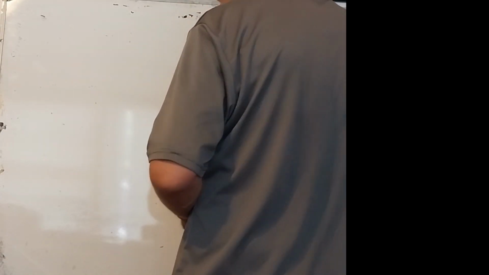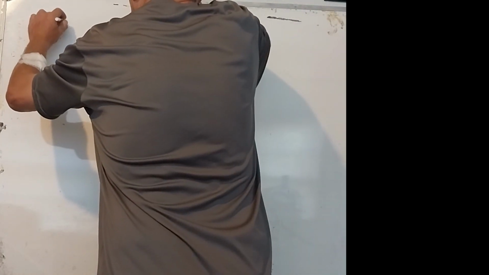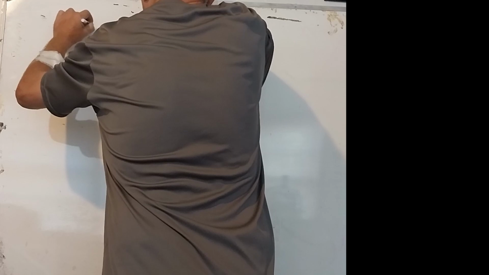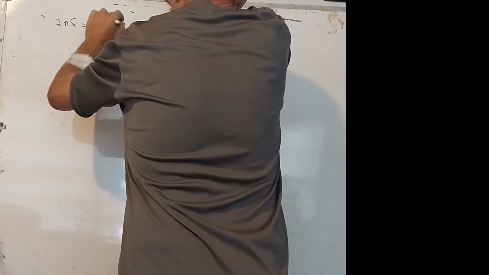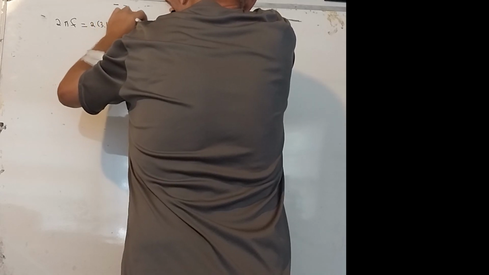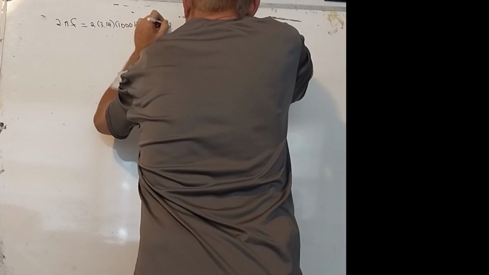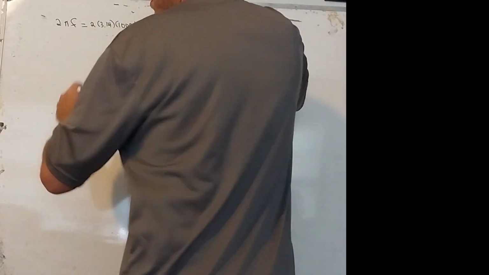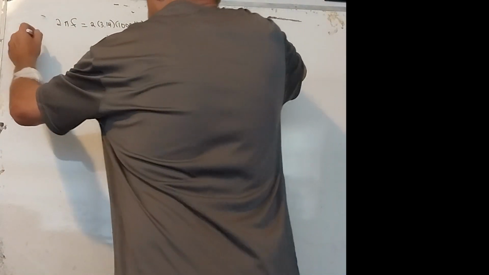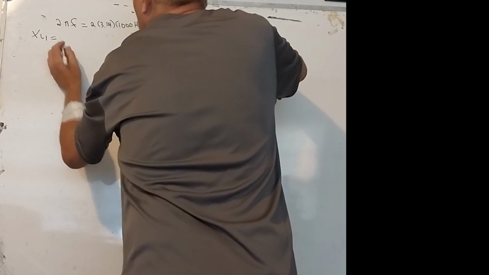Okay, so now we're going to do the math on these problems. We did 2 pi f, which is 3.14 times 1000 hertz, and that was equal to 6283 hertz. All right, so let's calculate Z sub 1, or X of L1, first of all. I need X of L1 first.